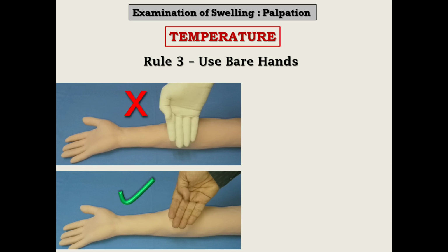Now if you are using gloves during examination of swelling, that's a good thing, but assessment of temperature should be done by direct skin to skin contact. So the best way is to first take the history, then do the inspection, then assess the temperature, then sanitize your hands, put on your gloves, and then proceed to the remaining features of palpation. But the assessment of temperature should be done with bare hands, not with gloves.